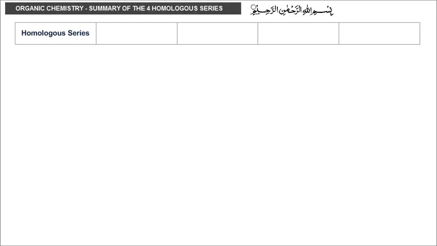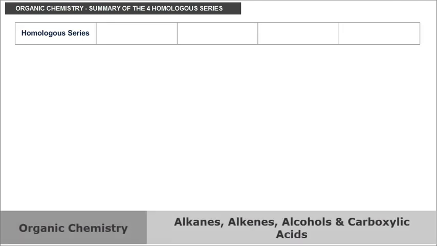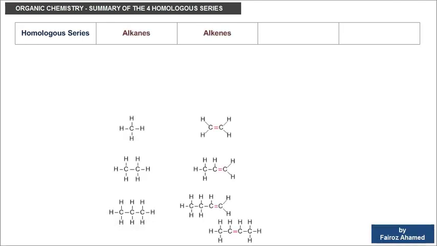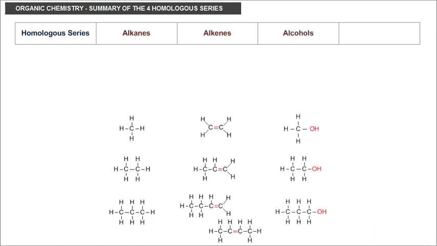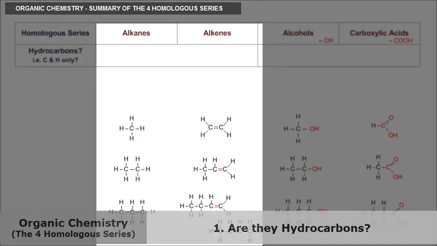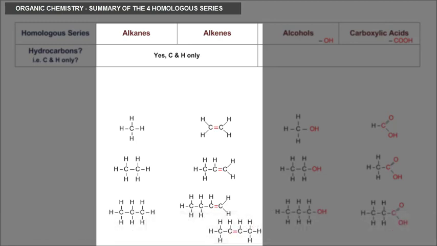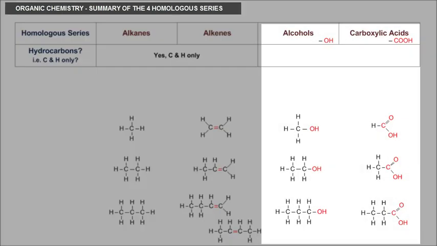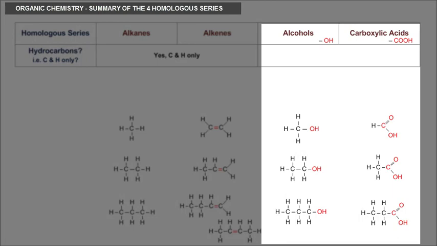In this video, we shall be doing a simple comparison between the four homologous series that we need to study. That is the alkanes, hydrocarbons with single bonds, alkenes, hydrocarbons with carbon-carbon double bond, alcohols, organic molecules with an OH group, and carboxylic acids, organic molecules with a COOH group. The alkanes and alkenes fall into a category of hydrocarbons because they are made up of entirely hydrogen and carbon atoms only. The alcohols and carboxylic acids are not considered hydrocarbons because they have oxygen bonded to them as well.